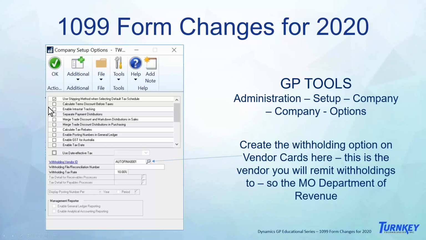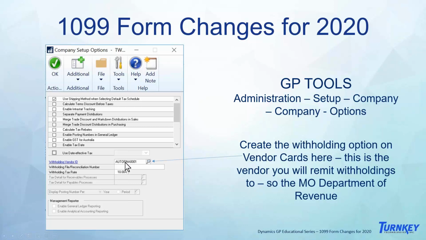And then the last thing I want to look at, a lot of people probably don't even know this exists. If you have to do backup withholding for a vendor, GP makes that easy for you. You can set those vendors up to do backup withholding. You have to start by setting up your withholding vendor ID. Now this is on the company setup options. So we're in administration, setup, company setup, the company option, and then the option button under company. So you've got company setup options, and then down here it says withholding vendor ID.